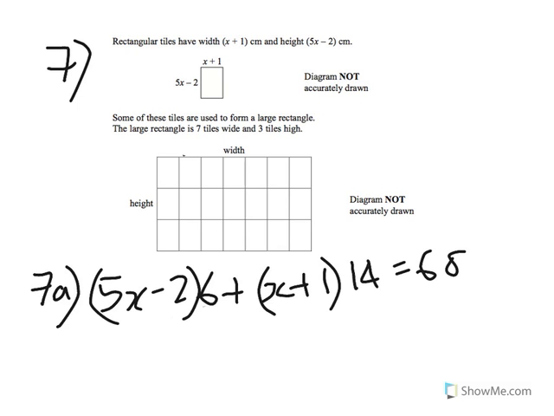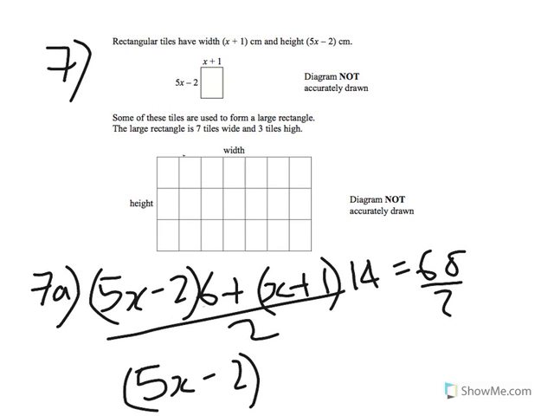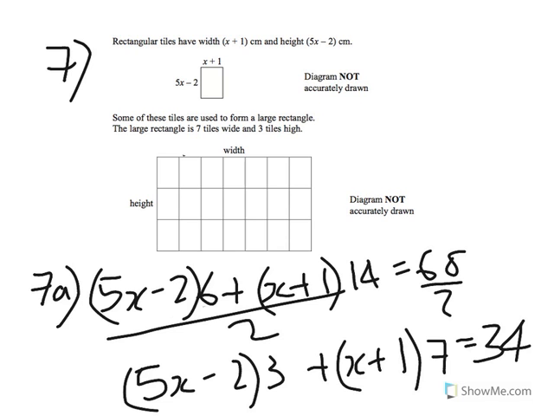Now if I divide both sides by 2, what I'm going to get is (5x - 2) times 3 plus (x + 1) times 7 is equal to 34. And that is my equation in terms of x.